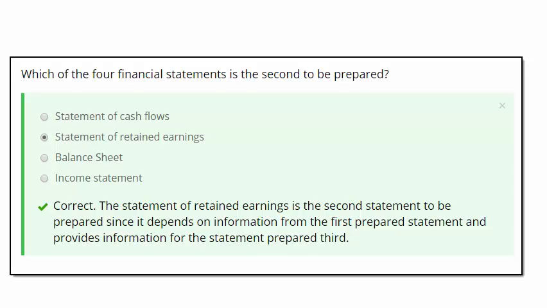The explanation is the statement of retained earnings is the second statement to be prepared since it depends on information from the first prepared statement, and then it provides information for the statements that get prepared after that.